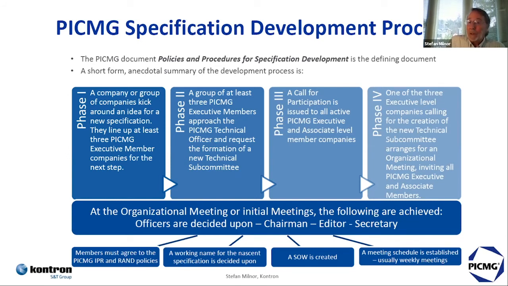Then we move on to phase 3. A call for participation is issued to all active PICMG and associate level member companies. And they respond. Usually a dozen or so respond. On COM-HPC, I think we had up to 20 companies responding. Then finally in phase 4, one of the executive level companies arranges for an organizational meeting inviting all PICMG executive and associate members. So that meeting is scheduled and held. The meetings are held on GoToMeeting or a similar platform. There isn't usually video sharing, but there's screen sharing and everybody can hear everybody else.